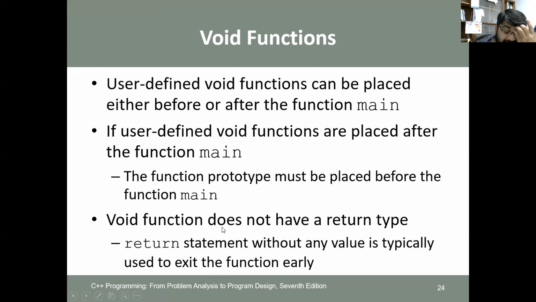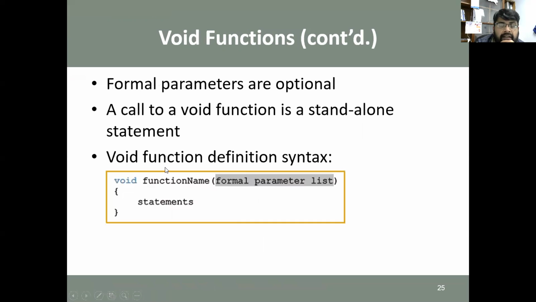Void functions are different from value returning functions in the sense that they do not return any value. They do not have a return type as well. The return statement without any value is typically used to exit the function early. So if you want to exit the function early, just use a return statement without any value: return and semicolon, and that's it. In void functions, the formal parameters are optional. You may or may not have formal parameters.